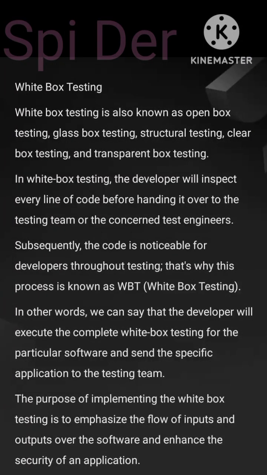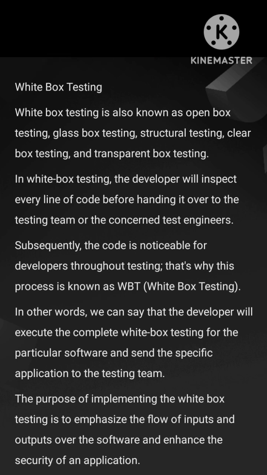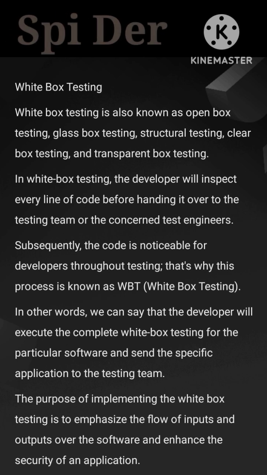White box testing. White box testing is also known as open box testing, glass box testing, structural testing, clear box testing, and transparent box testing. In white box testing, the developer will inspect every line of code before handing it over to the testing team or the concerned tested engineers. Subsequently, the code is noticeable for developers throughout the testing. That's why this process is known as WBT, white box testing.